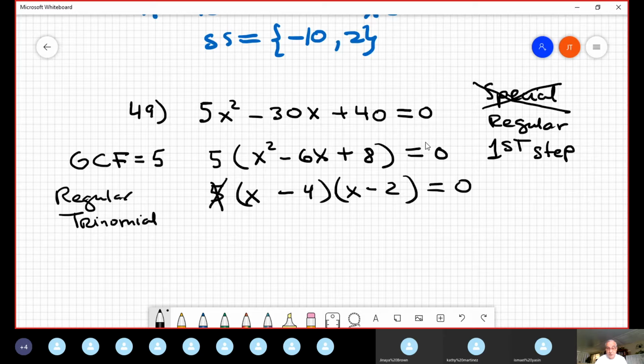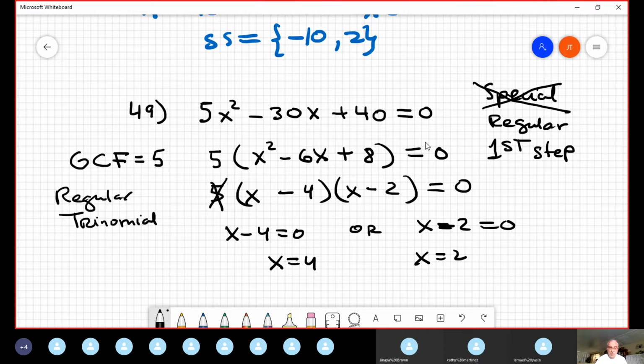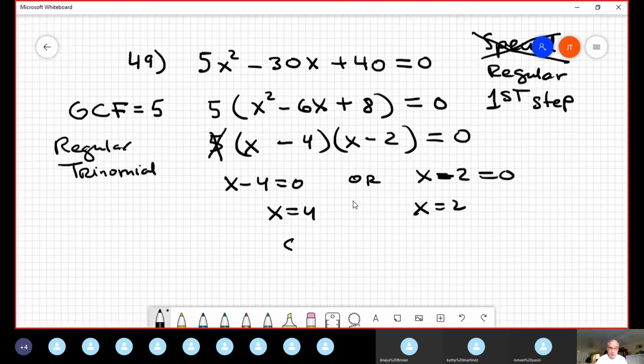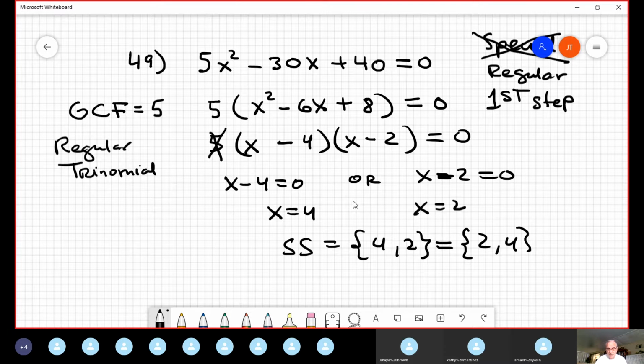5 is never 0. The only possibility to be 0 is x minus 4 equal to 0, and x minus 2 equal to 0. So one solution is 4, another solution is 2, and the solution set is 4 and 2. Remember, the order is not important. Another student, for example, can write in that order, 2 and 4. It is the same, because in a set the order is not important, and repetition is not allowed.